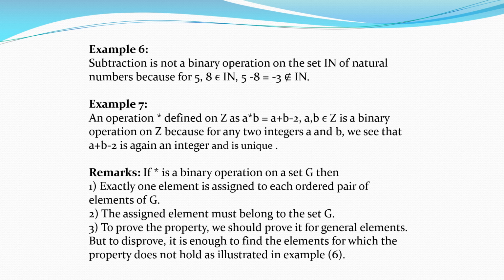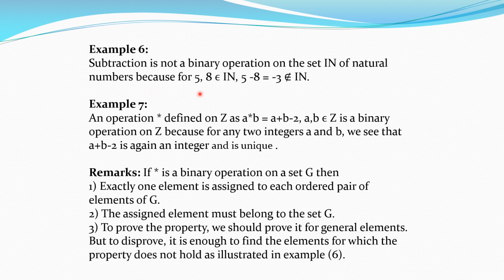Now see subtraction. Subtraction is not a binary operation on the set N of natural numbers. Whenever we say some operation is not a binary operation on a certain set, then it is enough to give one counterexample for which it fails. So if I consider 2 and 3, then 3 minus 2 is 1, which is a natural number. But if I consider 2 and 3 and do 2 minus 3, then 2 minus 3 is minus 1, which is not a natural number.